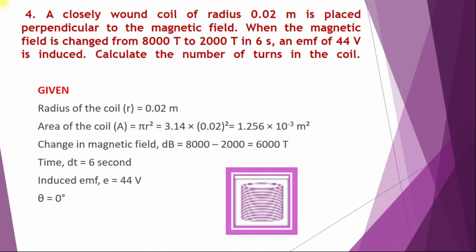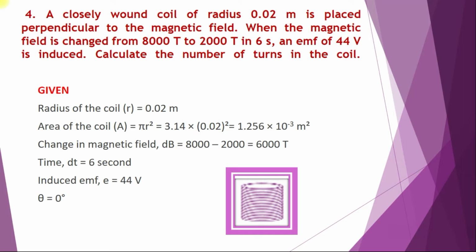Now let us move on to the fourth problem. A closely wound coil of radius 0.02 meter is placed perpendicular to the magnetic field. When the magnetic field is changed from 8000 Tesla to 2000 Tesla in 6 seconds, an EMF of 44 volt is induced. Calculate the number of turns in the coil.